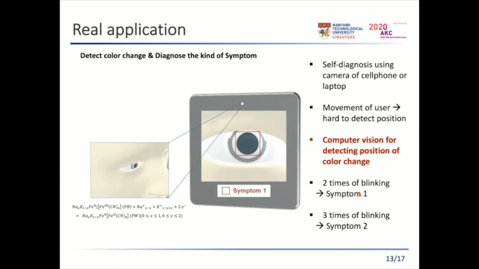If the user can detect the color change, different symptoms can be expressed by changing the number of blinks. For example, 2 blinks can express symptom 1, and 3 blinks can express symptom 2.